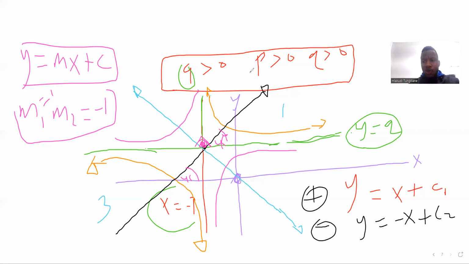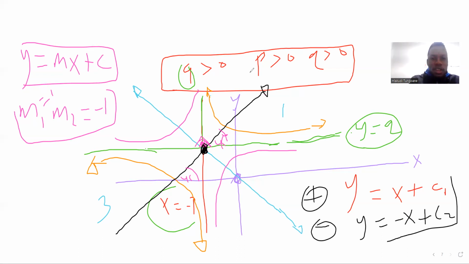Okay. So for us to determine these equations, remember we already have the gradient. So we need 1 point that you can substitute here to solve for C1, and here to solve for C2. So if we look at these lines, they are meeting at this point, right?